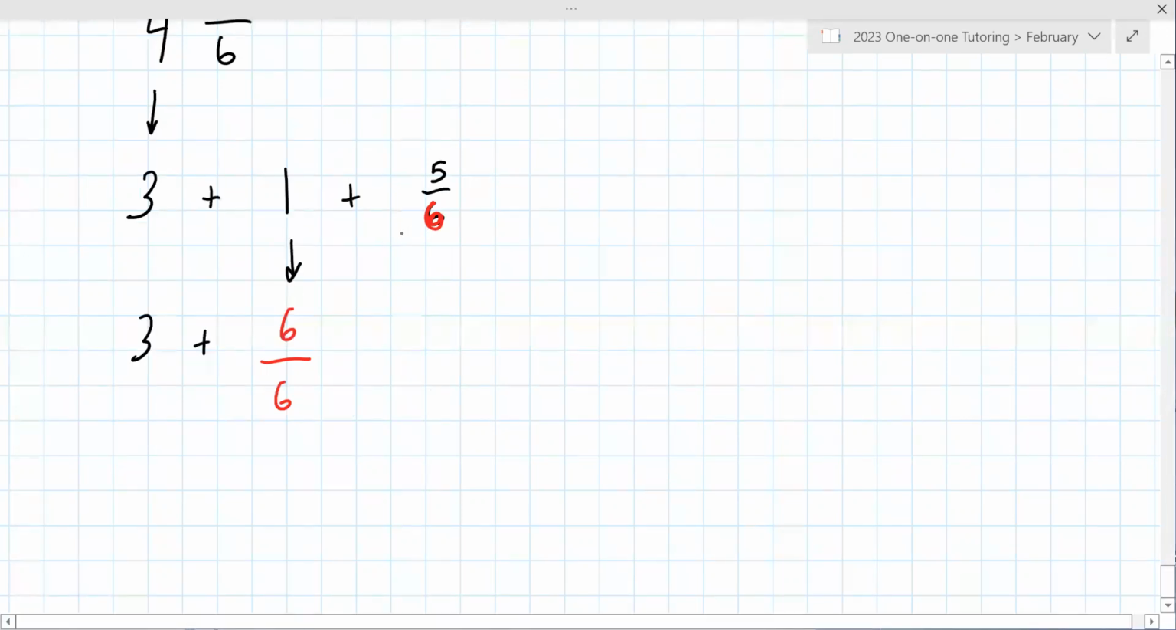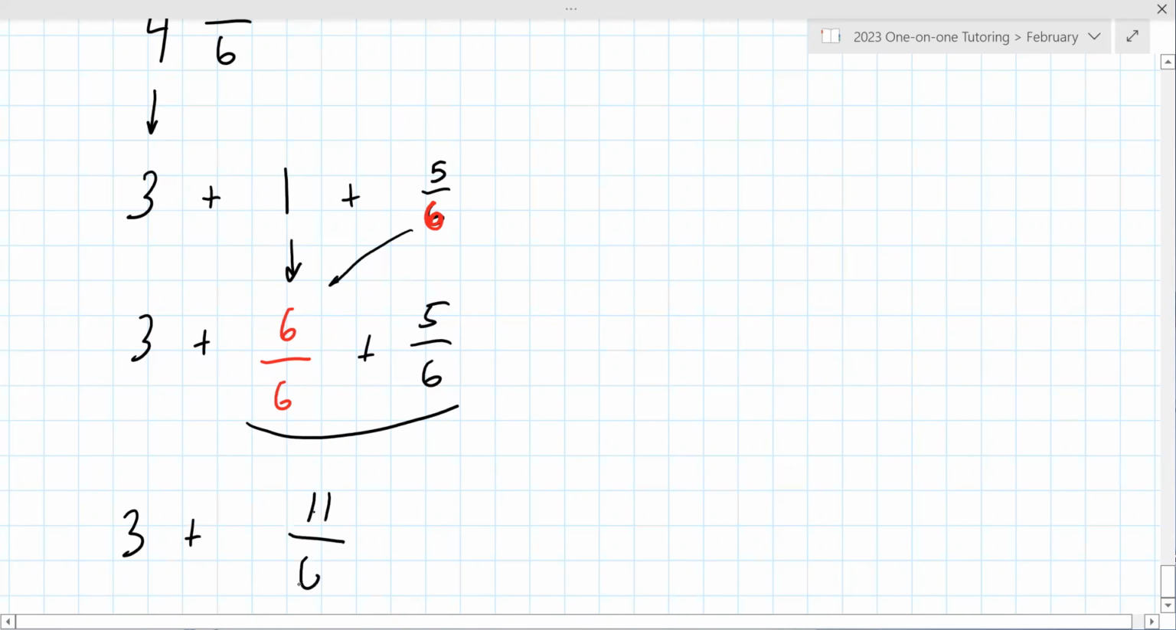And we use the 6 as the top and bottom number. Okay. What do these fractions on the right add up to? 11. Anything else? 11 over 6. Good. Okay.